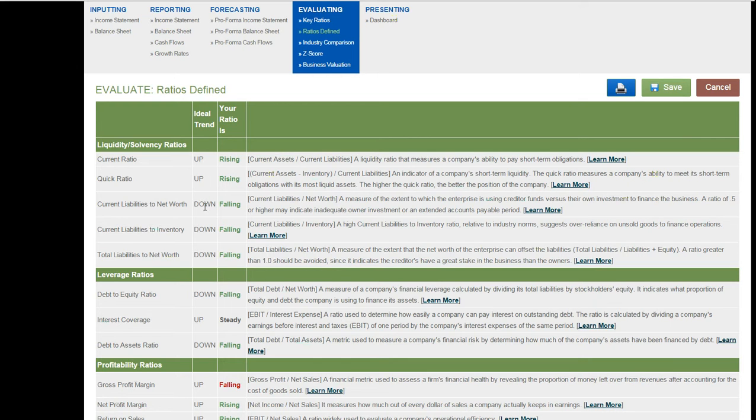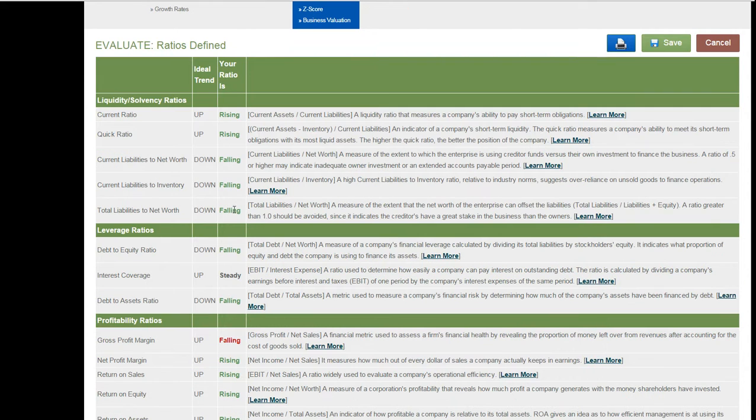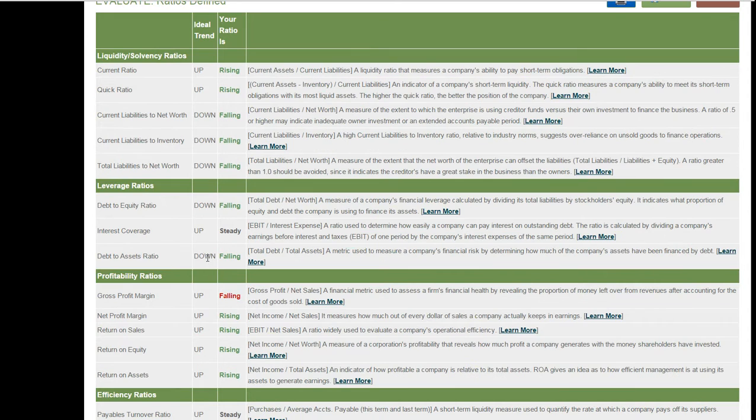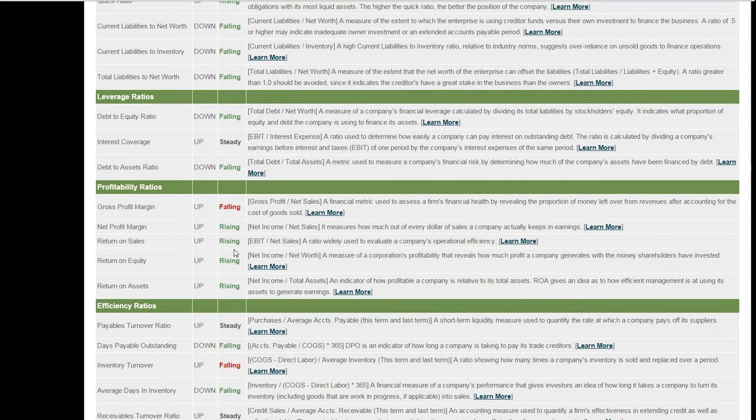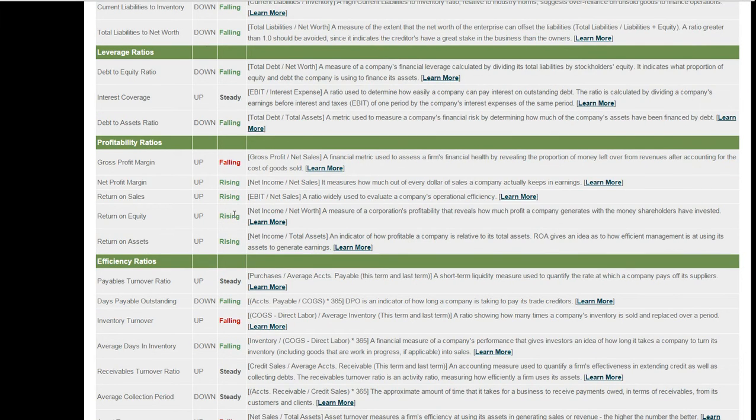All of these ratios, current liabilities to net worth, should be trending down, and ours is falling, so it's doing a good job. Interest coverage, that one's steady, but it should be trending up. Gross profit margin should be trending up, but it's actually falling. And so those are warning signs, and notice that it's shown here in red to give us a very good visual clue that we have some things that we need to work on.